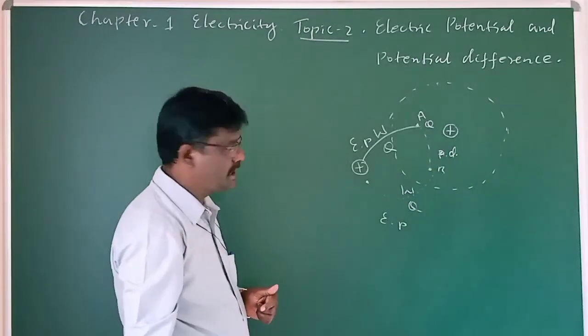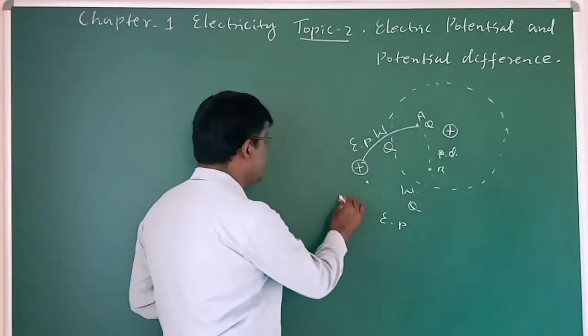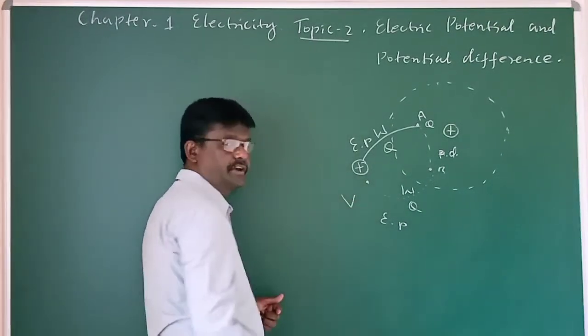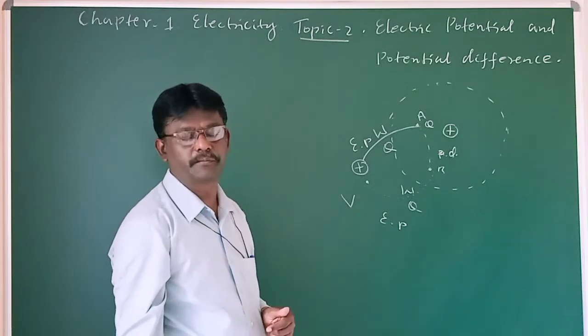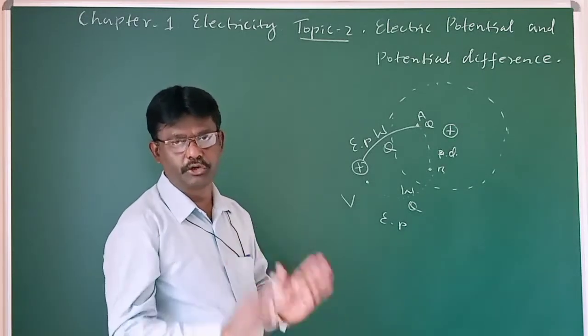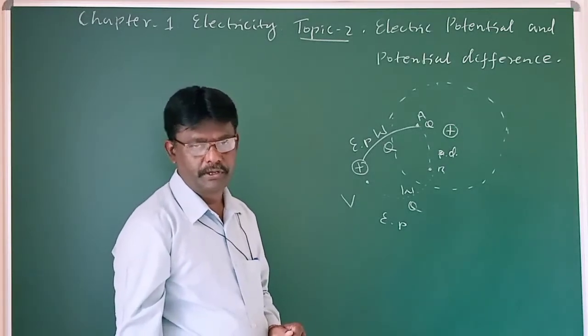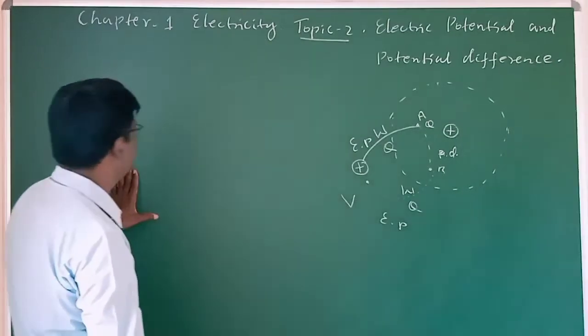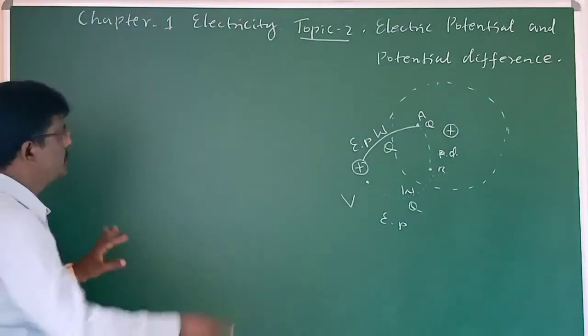Okay, therefore children, electric potential as well as potential difference is denoted by V. Now we shall define what? Electric potential.